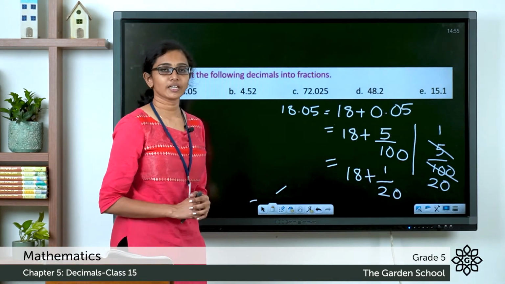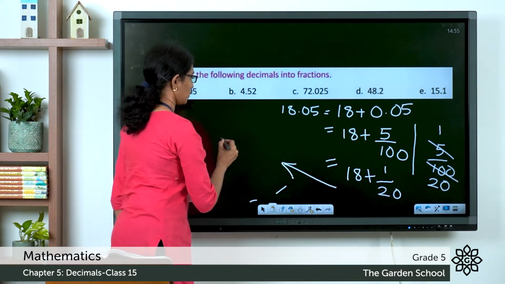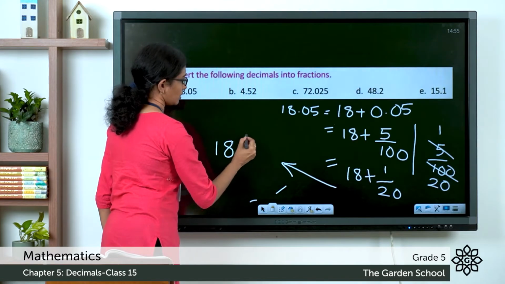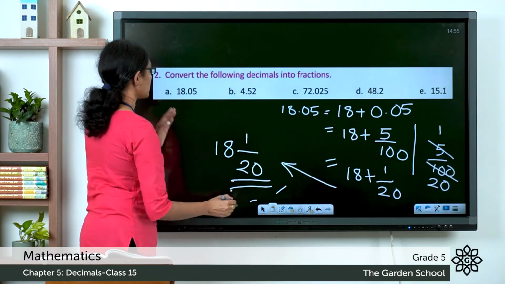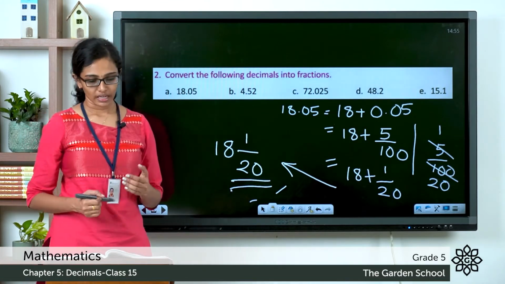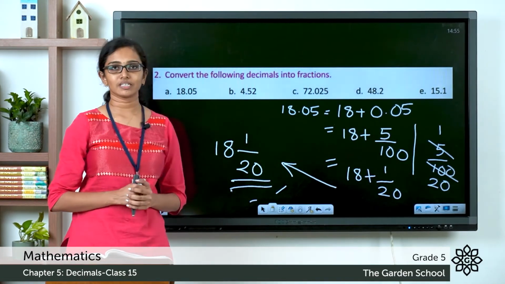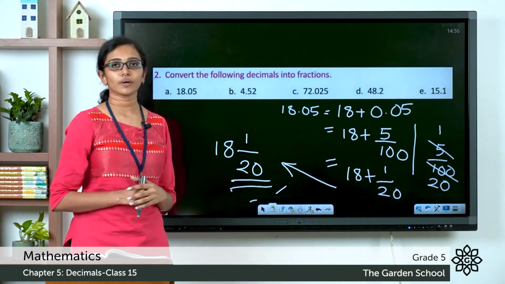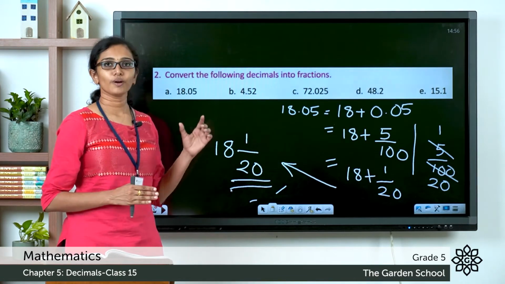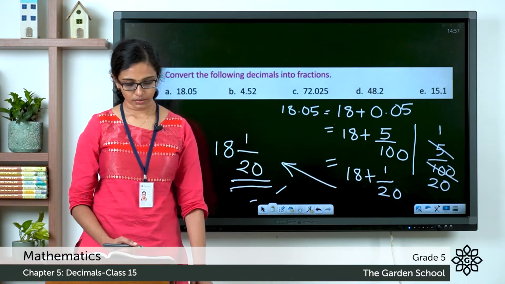And that we can write as a mixed fraction. This would be equal to 18 1 by 20. So 18.05 is equal to the mixed fraction 18 1 by 20. Hope this is clear to you. Now you can complete the rest of the questions from question number 2 in the same method. Now let's see question number 3.